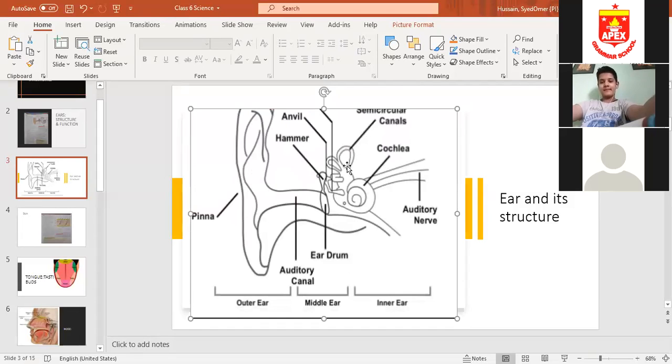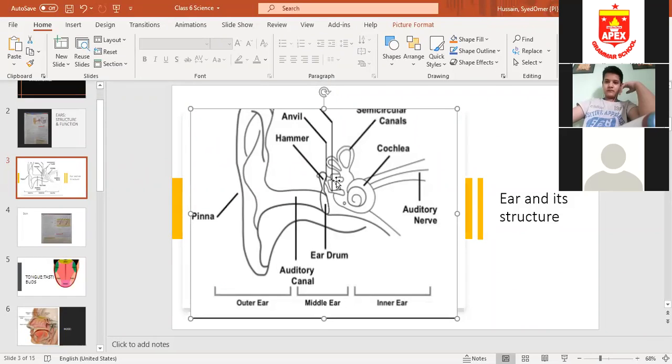Now there are semicircular canals present in the inner ear. And this one is the cochlea and auditory nerves. Whenever a vibration enters the ears, it is led towards the eardrum. When the eardrum vibrates, it passes the vibrations towards the middle ear. And what is the middle ear having? It is having these three bones: hammer, anvil, and stirrup. What is the function of these three bones? They increase the vibration about 20 times, and then they send these vibrations towards the inner ear.